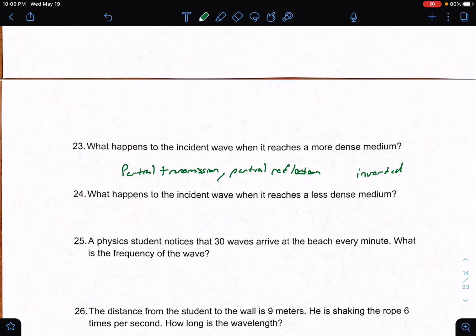24, what happens to the incident wave when it reaches a less dense medium? So same thing, partial transmission and then partial reflection, but now it's going to be in the same position coming back. So that means it's going to be not inverted.